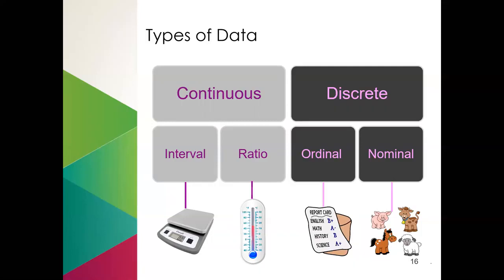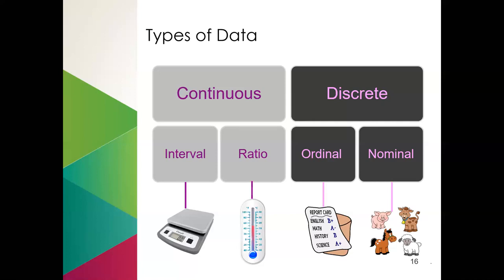So a good example of this is letter grades. It's discrete because you're taking the scores and just sorting them into categories. And it's ordinal because there's a logical order. Like you know that an A is higher than a B, which is higher than a C, and you can put them in that order.